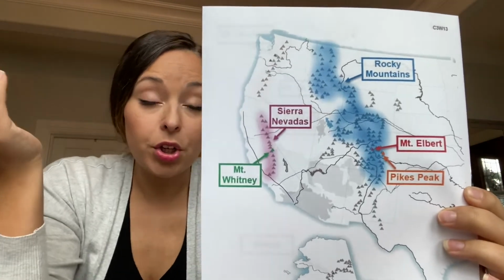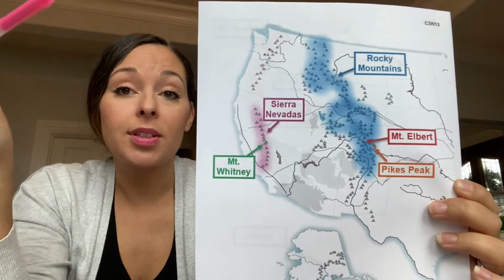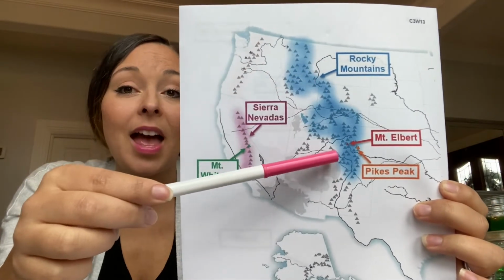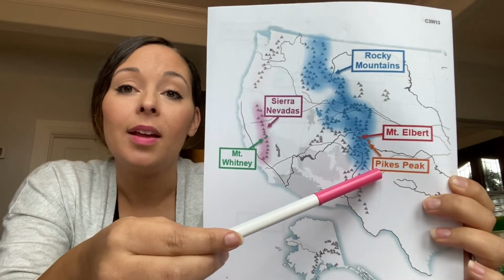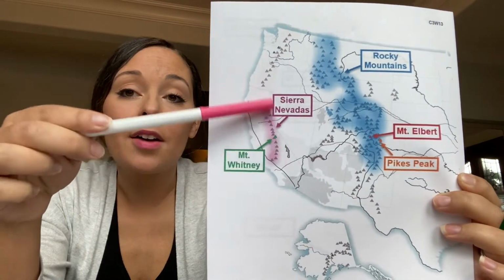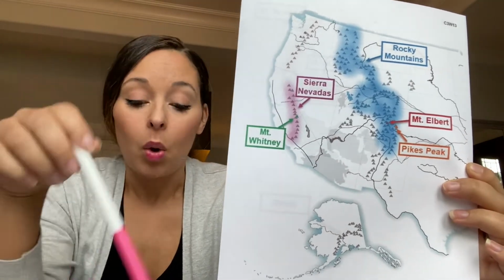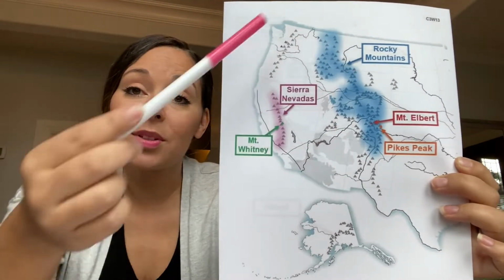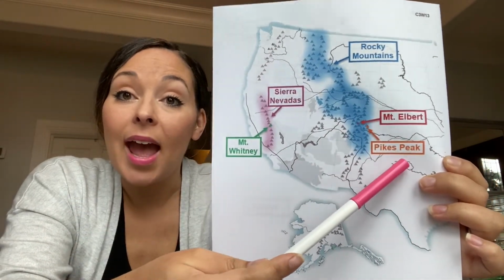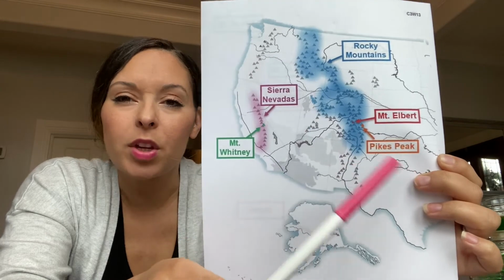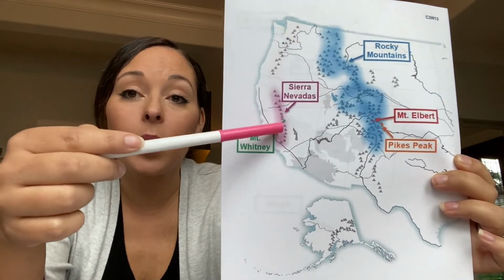So to the tune, it sounds like: Western Mountains, Rocky Mountains, Mount Elbert and Pikes Peak, Sierra Nevada, Mount Whitney. So once again, that's Western Mountains, Rocky Mountains, Pikes Peak and Mount Elbert. You can do it either way. Sierra Nevadas and Mount Whitney.